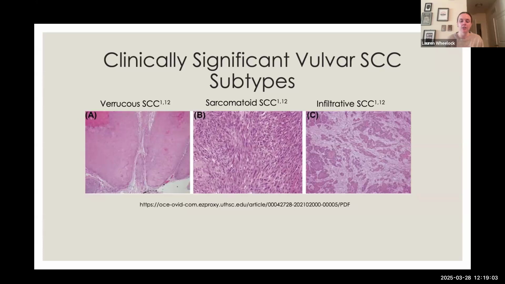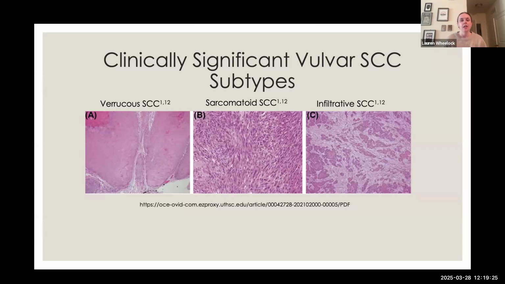Verrucous squamous cell carcinoma will present as an exophytic warty growth that is histologically composed of closely packed and elongated reedy ridges that push into the dermis almost like a pushing front of tumor. The tumor cells themselves have minimal atypia and have a low nuclear to cytoplasmic ratio. Verrucous SCC lesions typically do not metastasize and are generally only treated with surgical excision, making them the milder clinically significant subtype.